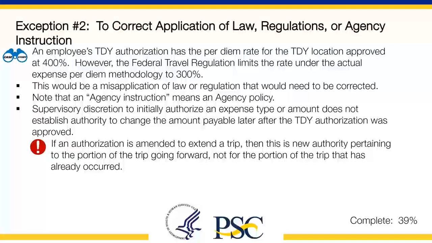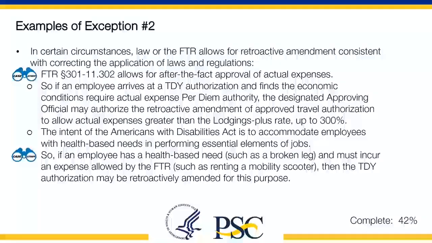If an authorization is amended to extend a trip, then this is new authority pertaining to the portion of the trip going forward, not for the portion of the trip that has already occurred. In certain circumstances, law or the FTR allows for retroactive amendment consistent with correcting the application of laws and regulations. FTR Section 301-11.302 allows for after-the-fact approval of actual expenses.